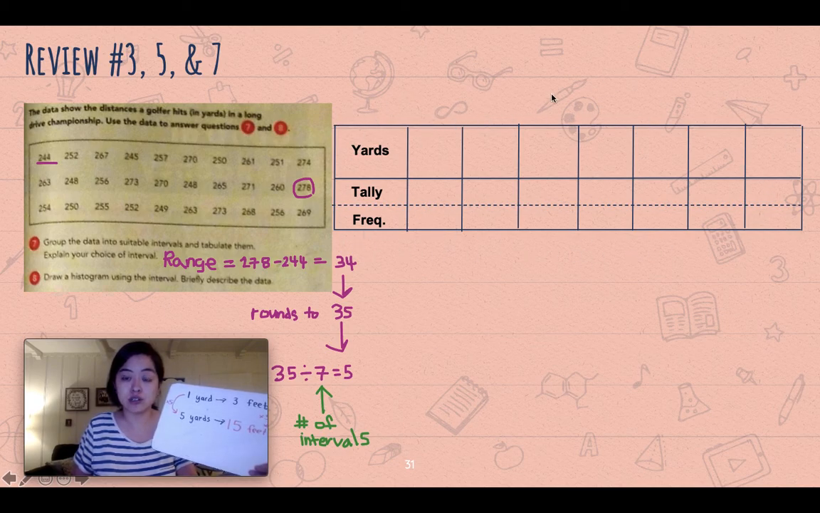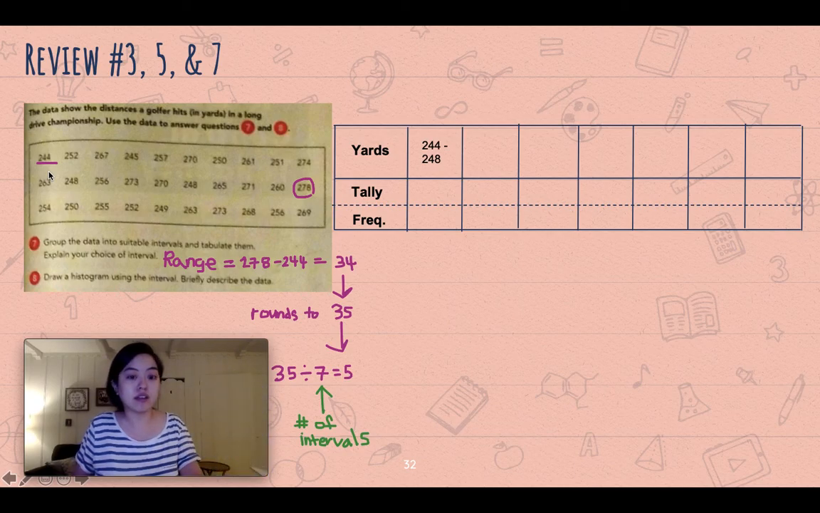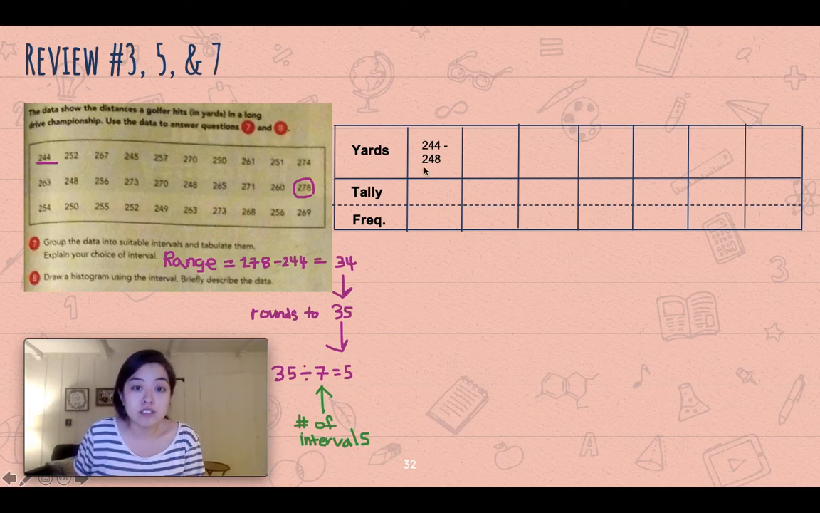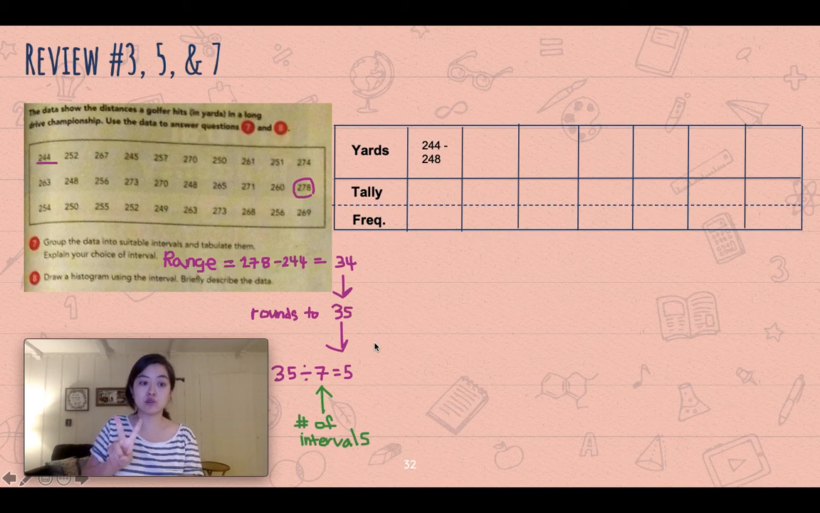All right, so here is my data chart. Across I'm going to write yards, and I'm also going to tally it up because that makes it easy for me to see how many I have. Okay, so first I'm going to start with my lowest, which is 244. And then I'm going to add 5 pieces of data. So it's 244, 245, 246, 247, 248. So there's 5 pieces of data.